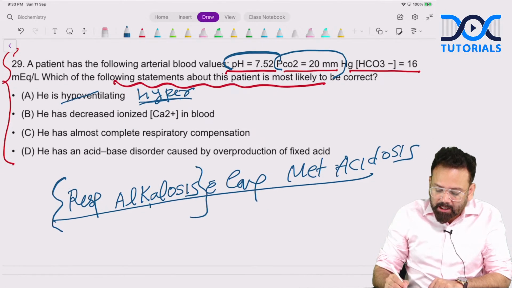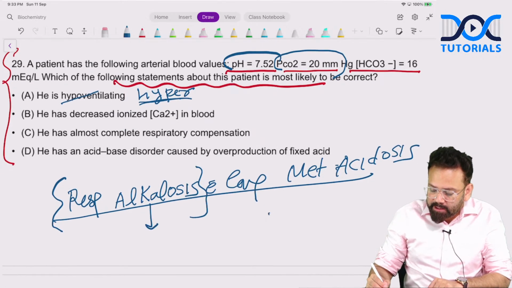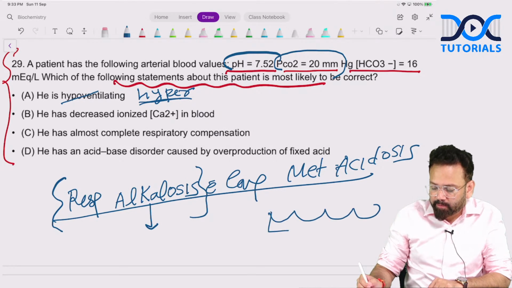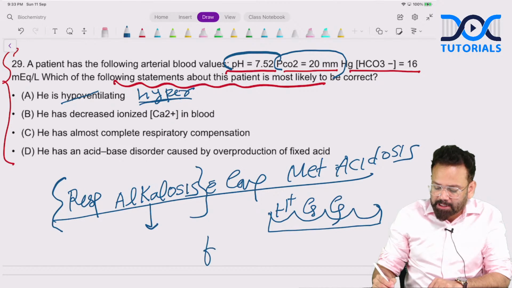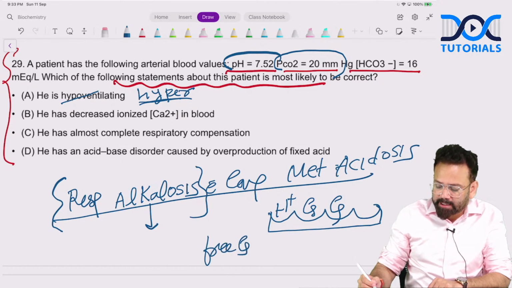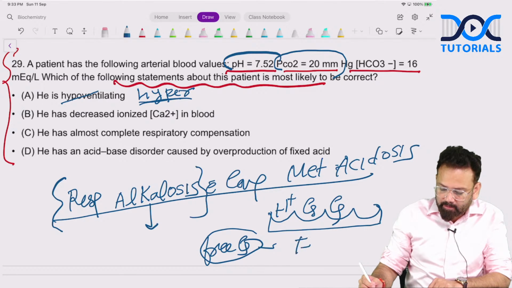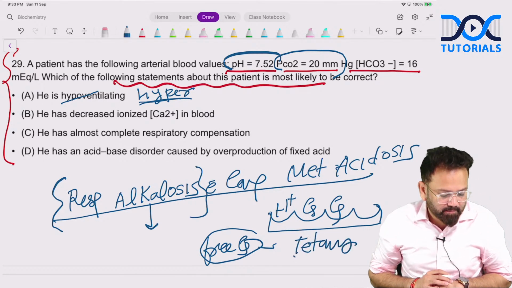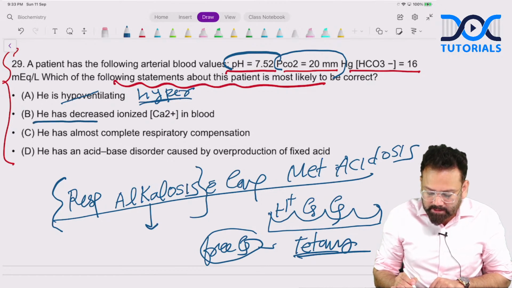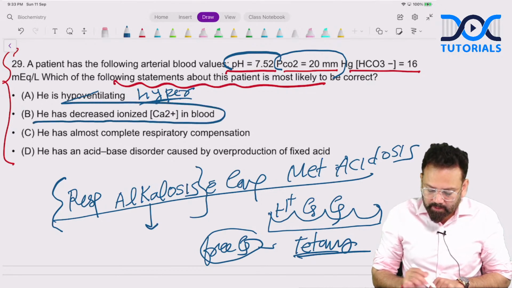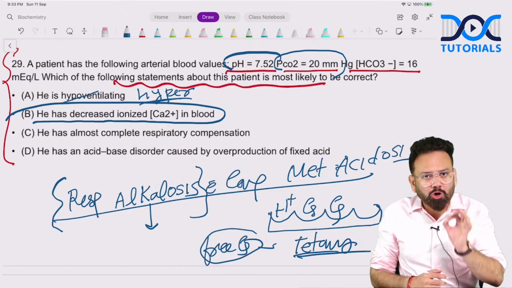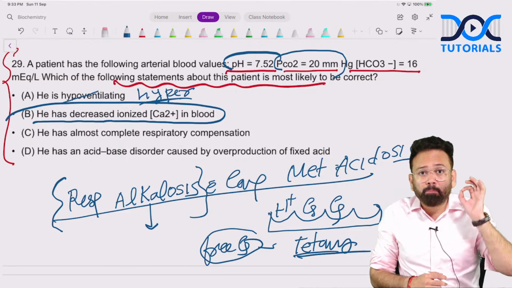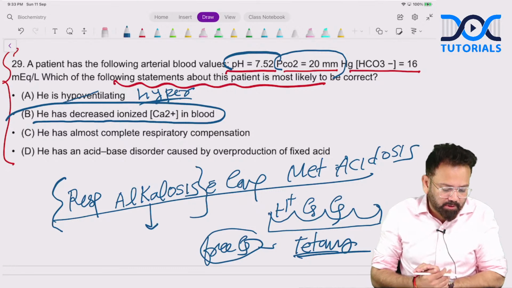Whenever there is alkalosis, see, this is the protein. Proteins are the most abundant buffer. If there is alkalosis, protons will be less and the rest of the sites will be bound by calcium. So free calcium will become less and this will cause tetany. So the answer is decreased ionic calcium. Am I clear or not? Remember, tetany can be caused by hypocalcemia, hypomagnesemia and metabolic alkalosis.